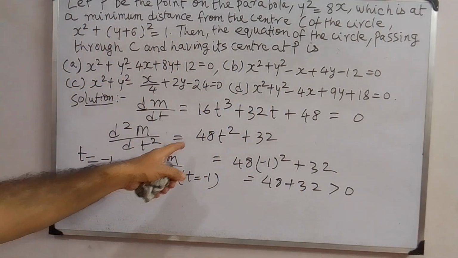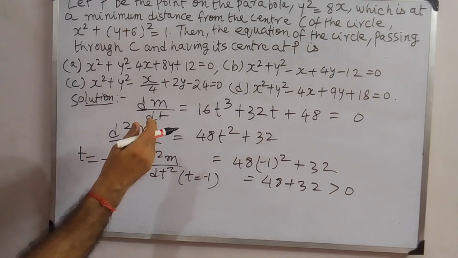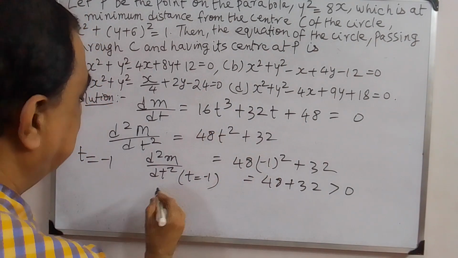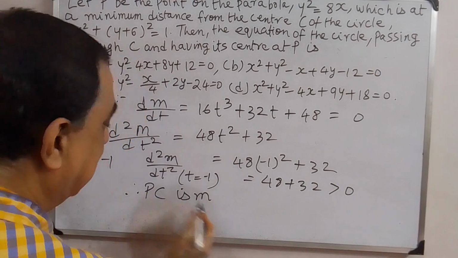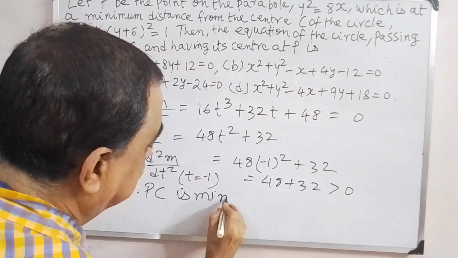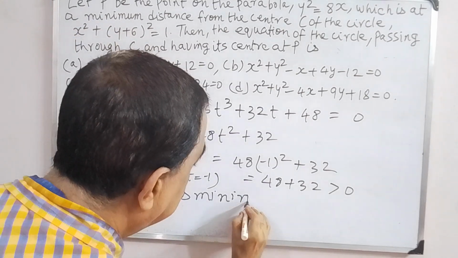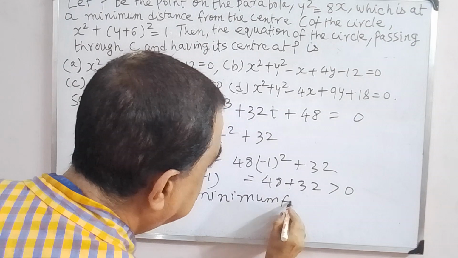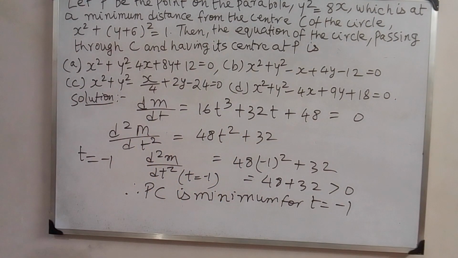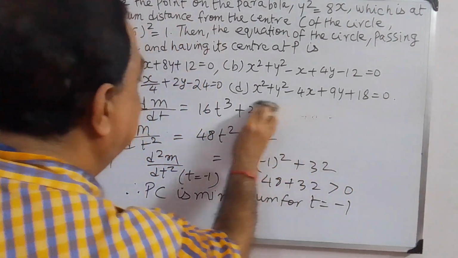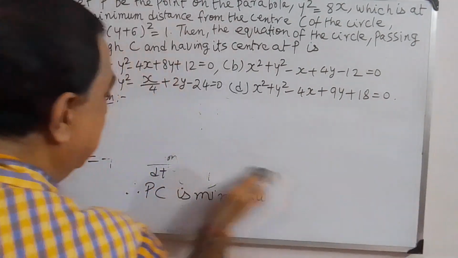Okay, so the value of m will be minimum for t equals to -1, and m is what? PC squared. So PC will be minimum. Therefore PC is minimum, because m is minimum, that means PC is minimum. Minimum for t is equal to -1. So what will be the value of p?